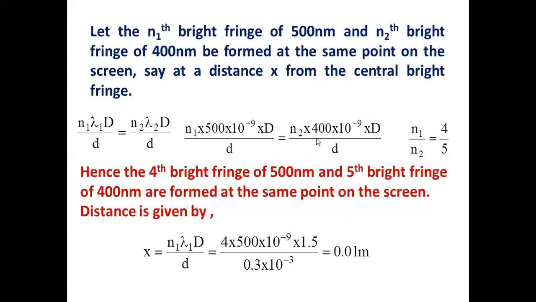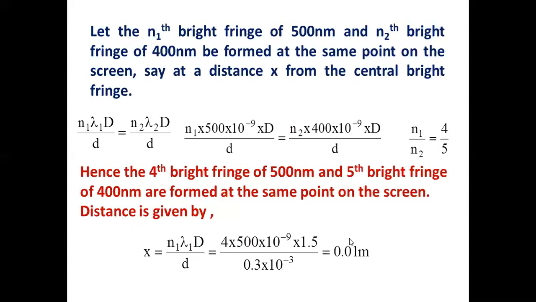This is the previous step, yes. n1 is fourth, lambda 1 is 500 nanometer into capital D by small d. The values are given, we have not used n1 lambda 1 d by d. So that becomes 0.01 meter. Sir, can I calculate x in terms of other wavelength? Yes, possible. It is 5 steps or 5 bright fringes of 400 nanometers that are also required. So you put 5 here, 400 here, the rest of the things remain the same. You will get the same answer.